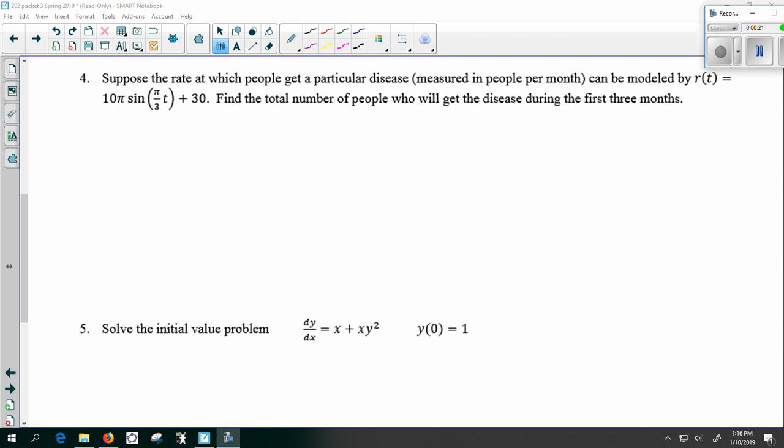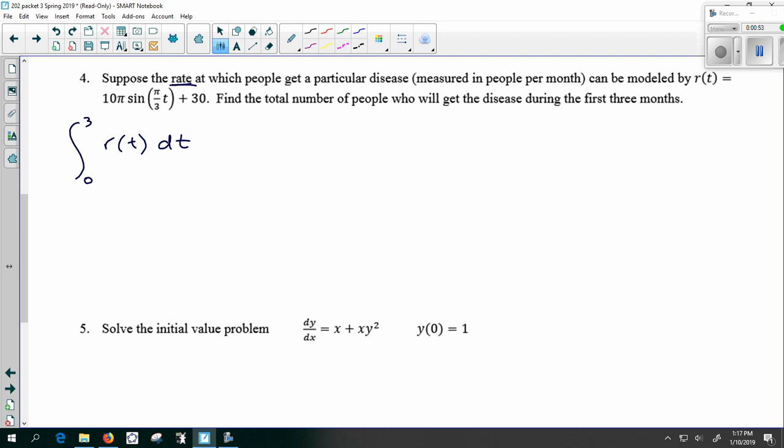So, handy fact, the integral of a rate of change gives you total change. What I've been given is a function for rate of change, right? They gave me a function for rate in people per month. So if we integrate the rate of change, the integral over the first 3 months, 0 to 3, of R of t dt, that should give me the total change, the total number of people who get the disease in the first 3 months.